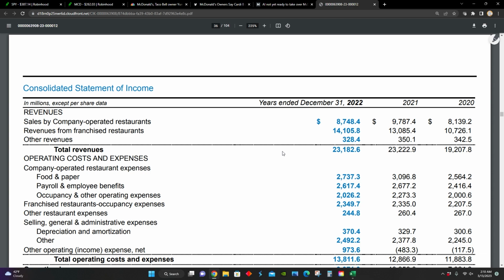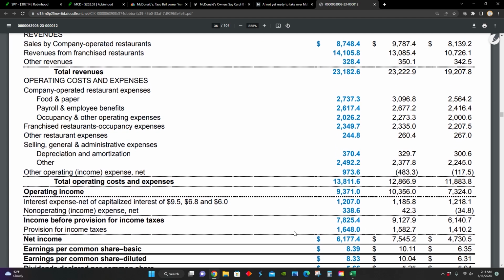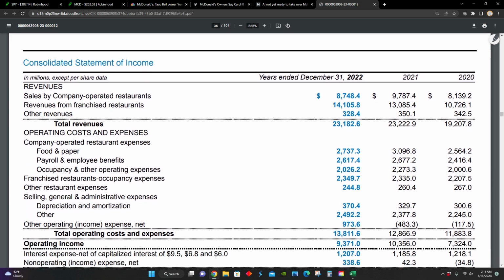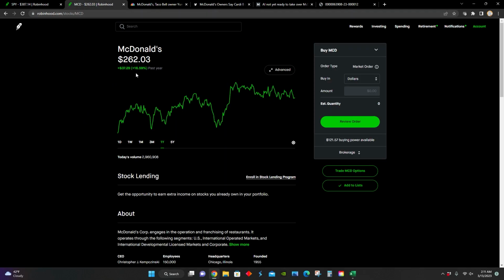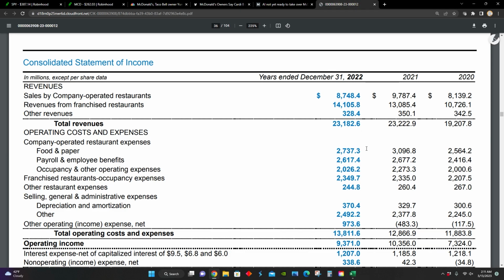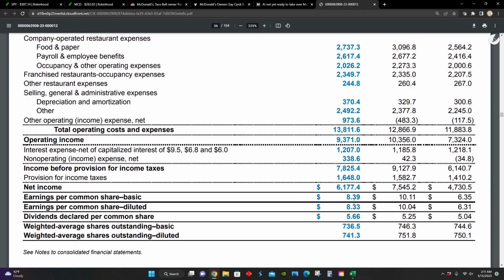And so now I want to look at their financial statements. This is their income statement comparing 2020, 2021, and 2022. We can see that total revenues are down very slightly from $23.2 billion to $23.1 billion. So that's a very small decrease there. And then in terms of net income, it is down from $7.5 billion to $6.1 billion year over year. So even though their stock has been performing really well over the last year, according to their financial statements, their revenues and their earnings have actually decreased year over year.